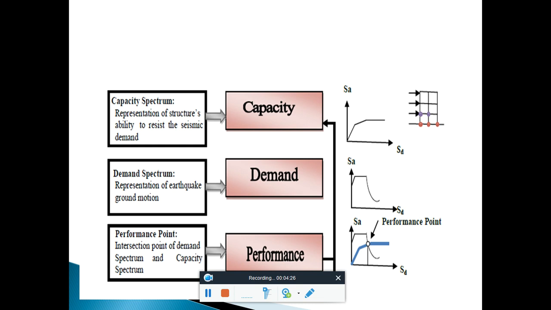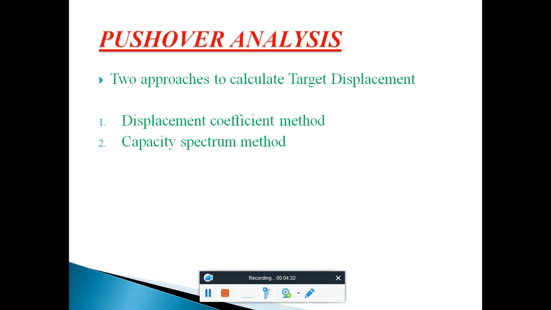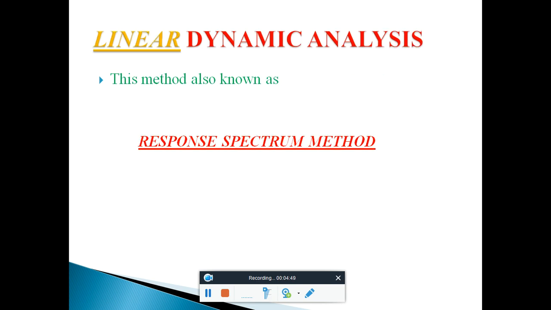You can go into detail and see what the performance point is and what its advantages or benefits are. There are actually 2 approaches to calculate target displacement. One is the displacement coefficient method and the second is the capacity spectrum method. We will not go in detail, we are just taking an overlook of all the 4 processes and where you can use them. Now we have finished static analysis.